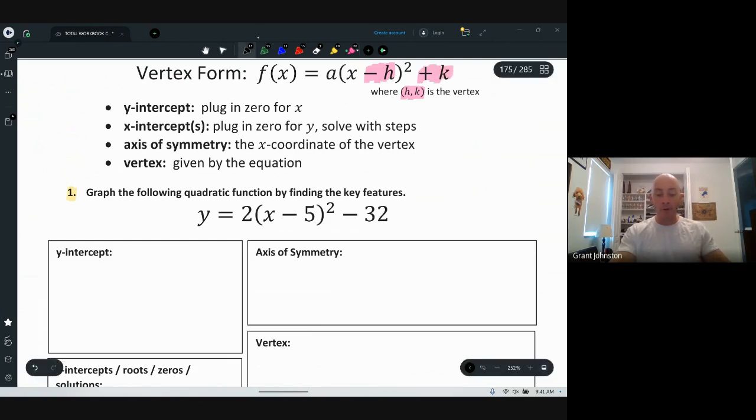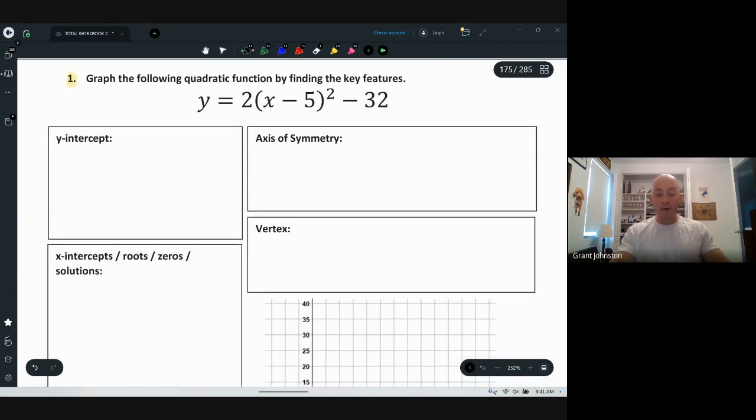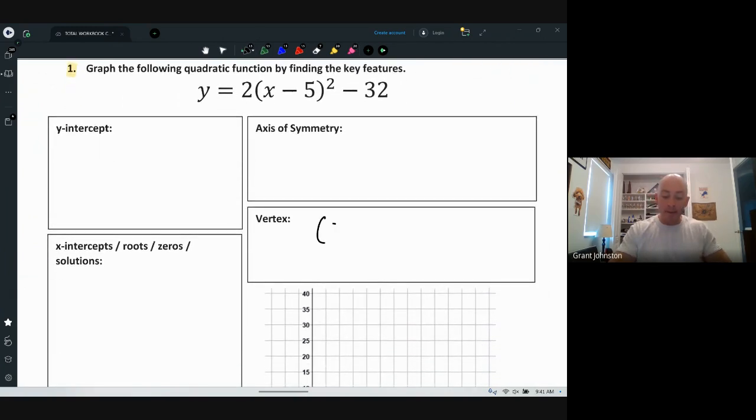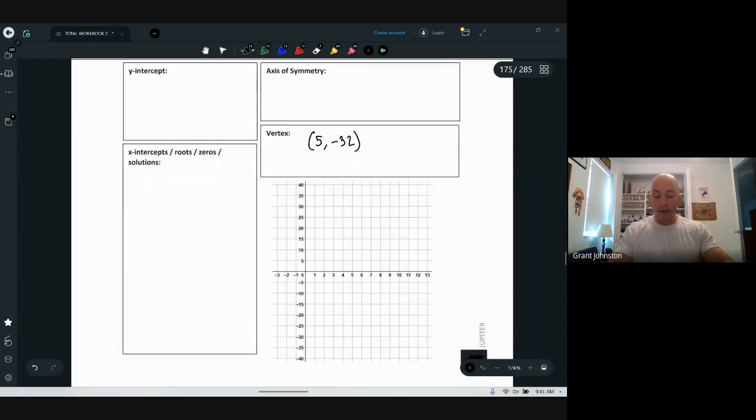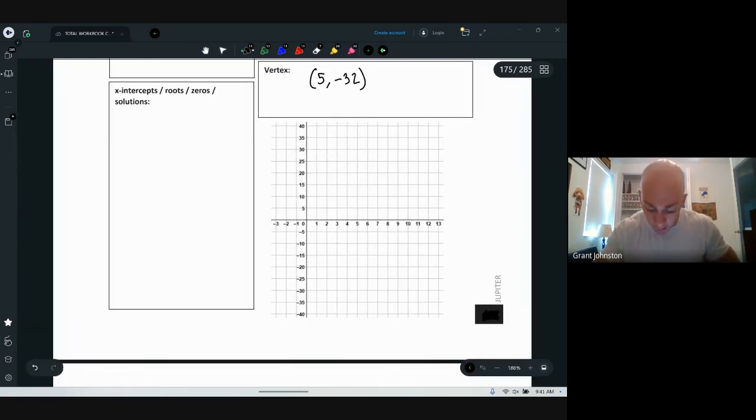That's the vertex. So on number 1, the vertex is positive 5, negative 32. It's opposite of this, and then that value. But it's not the opposite of the negative 32. It's still negative 32, and that's where you get a little confused. You gotta remember, it's opposite what's in the parenthesis here, and then this value. So positive 5, negative 32. So I'm going to go ahead and plot that vertex now. 5, negative 32. That would be around here.